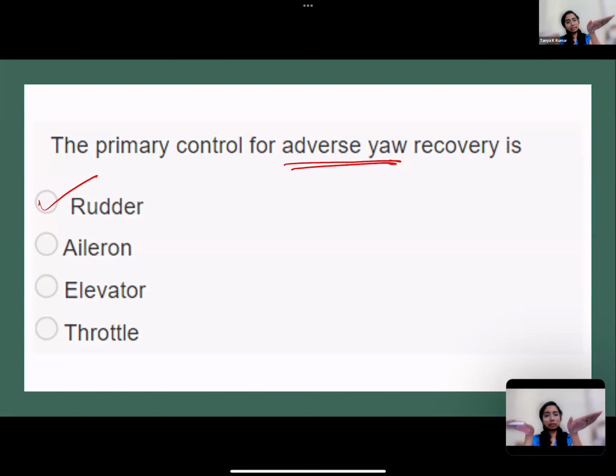I'm rolling to the right and I'm also turning to the right. It's good for me. Yes. The yaw that is produced in the opposite direction to that of roll is called adverse yaw. Why is it happening in the opposite direction? Any guesses? When I roll to the right, why is my yaw going to the left? Why is the adverse yaw happening?